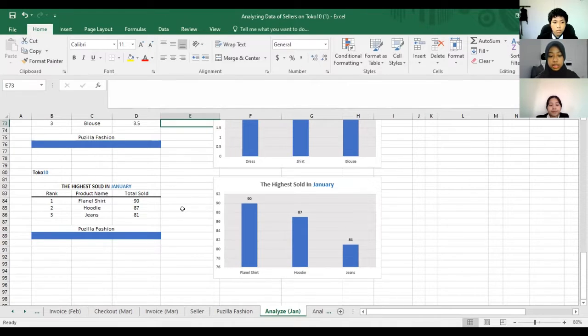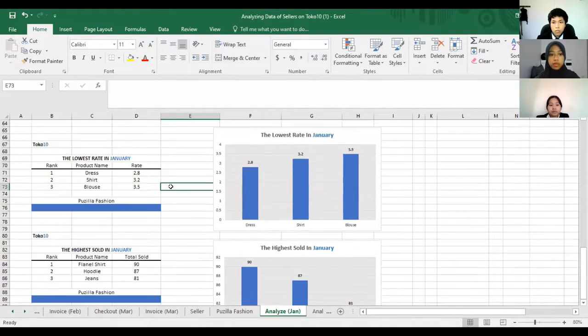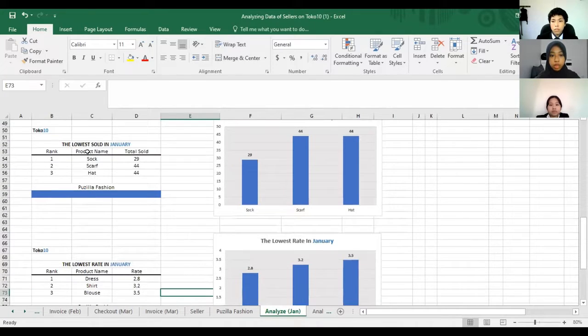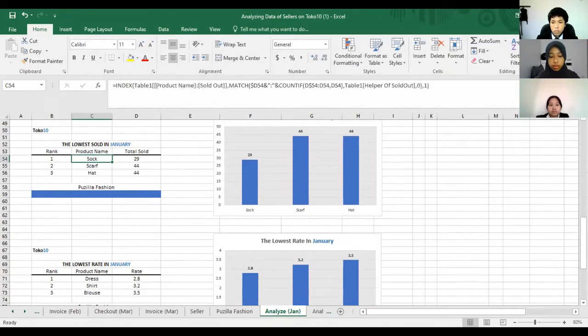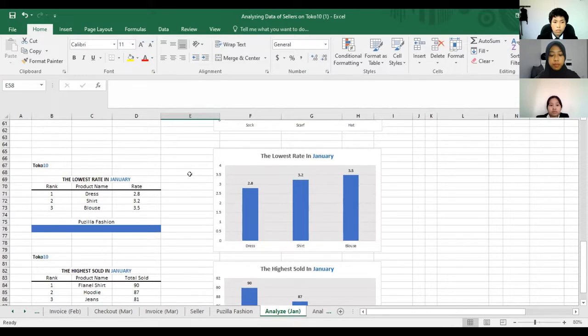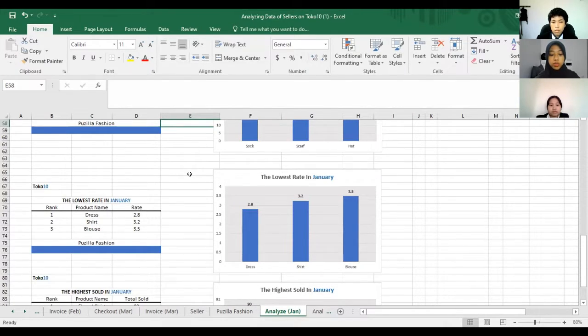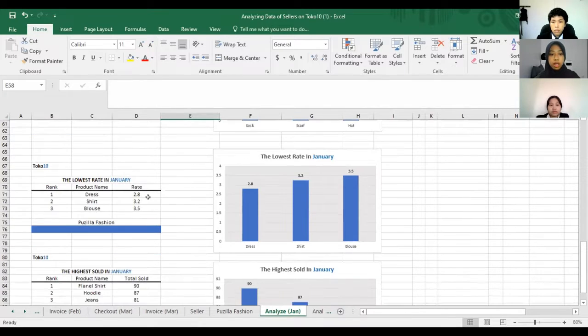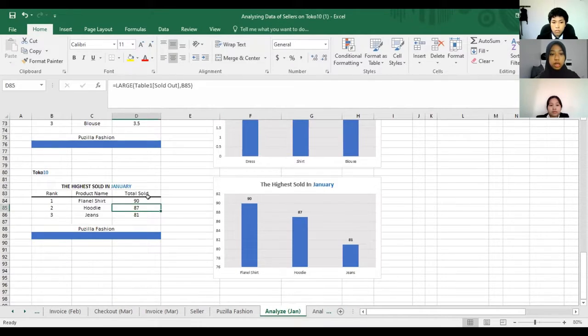All of these product name formulas use the MATCH and INDEX formula, which refers to the Fuzila Fashion table, and the total sold, the lowest sold and lowest rate use the SMALL formula that refers to the Fuzila Fashion table. The highest sold, the total highest sold, use the LARGE formula that refers to the Fuzila Fashion table too.